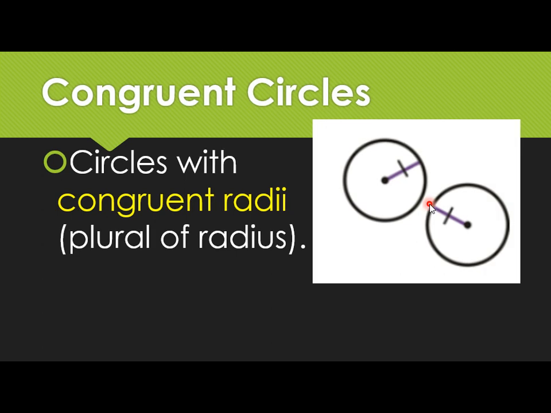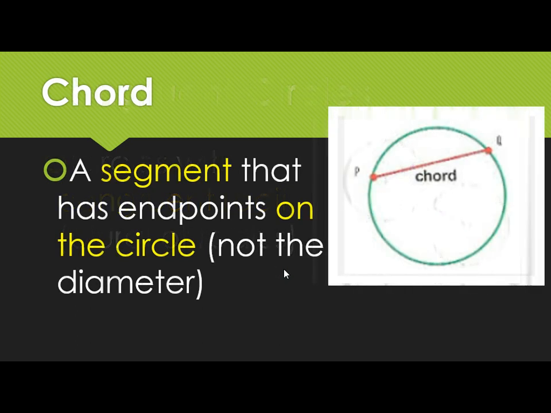All right, congruent circles. Now remember, all circles are similar, but in order to be congruent, they would have to have the same measurement for the radius. So the radii would have to be congruent. So if this was 4 centimeters and this was 4 centimeters, then you would have congruent circles. We don't do a lot with that.